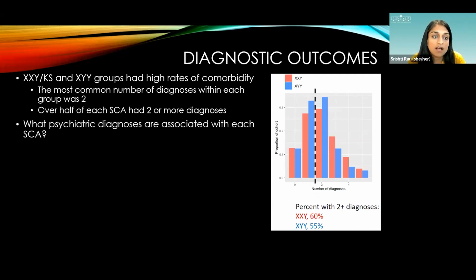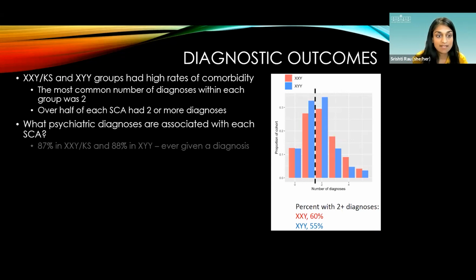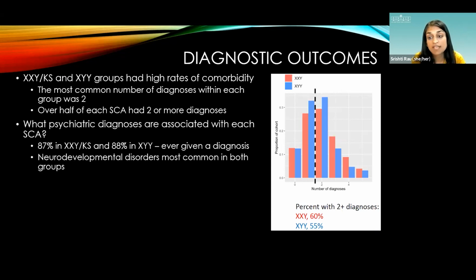In terms of which psychiatric diagnoses were associated with each SCA, almost 90% of individuals within each group were given at least one diagnosis at some point in their lives, and neurodevelopmental diagnoses were the most common group of diagnoses in both groups. This was largely driven by high rates of ADHD and autism spectrum disorder in both groups.